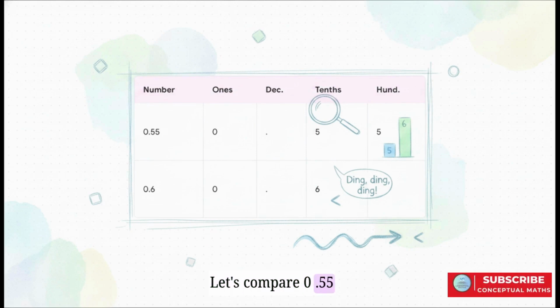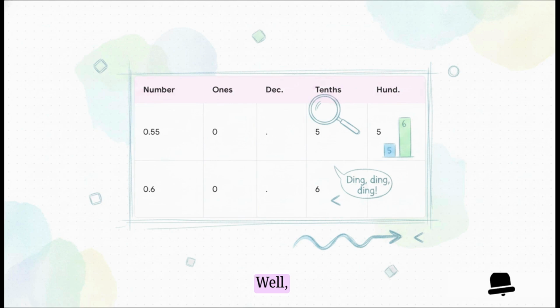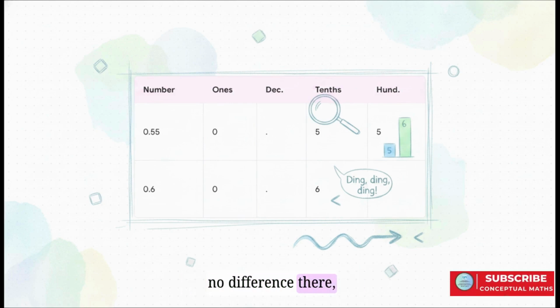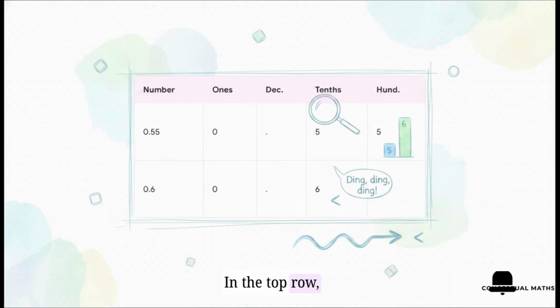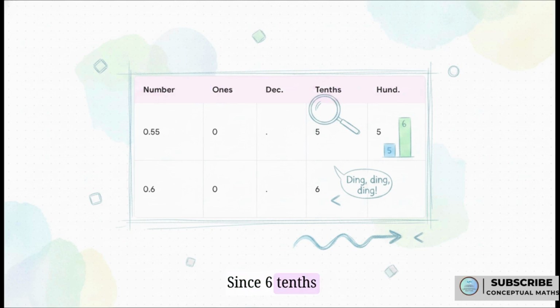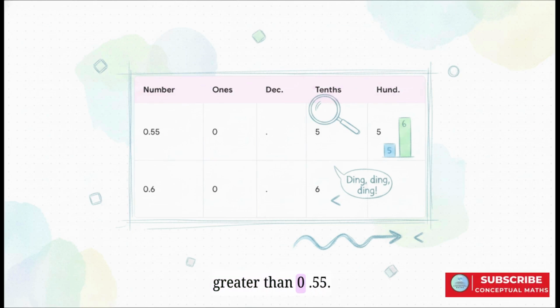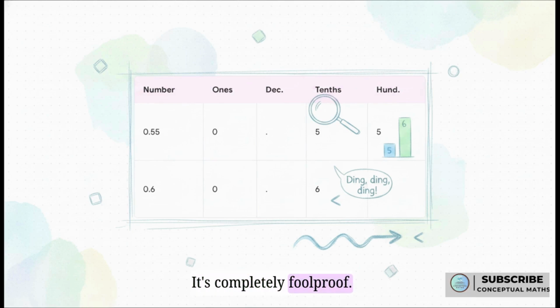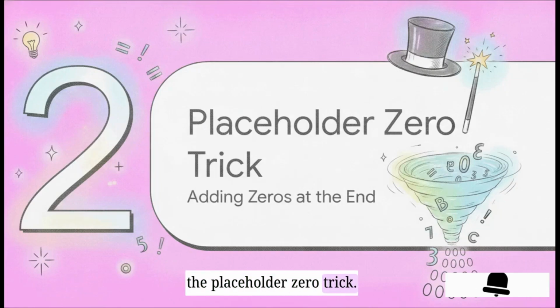Watch how perfectly this rule works when we stack the numbers vertically. Let's compare 0.55 and 0.6. Just guide your eyes right down those columns. First, look at the ones column. Well, they're both identical zeros, no difference there, so we move to the right. Next is the tenths column. Look closely. In the top row, we've got a 5, and in the bottom row, we have a 6. Ding, ding, ding! We found a difference, so we stop right here. Since 6/10 is clearly greater than 5/10, we instantly know that 0.6 is greater than 0.55. It's completely foolproof.